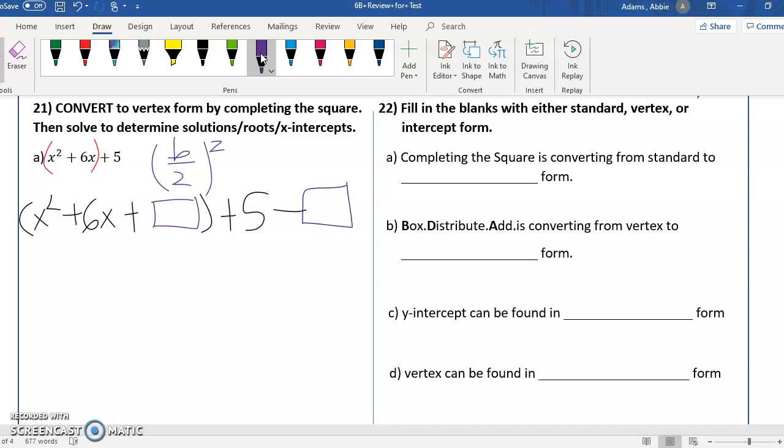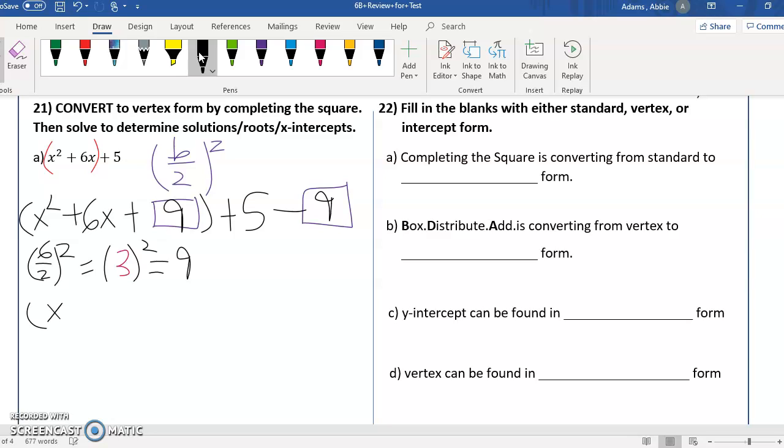Okay, let's solve for the unknown. Our b value is positive 6, so I'm going to say 6 divided by 2 squared. And remember, our b over 2 value is also our h value, so this is important when we're converting it fully to vertex form. So 6 over 2 is 3, and 3 squared is 9. So 9 is going to be plugged in as our unknown term, and we're going to vertex form.